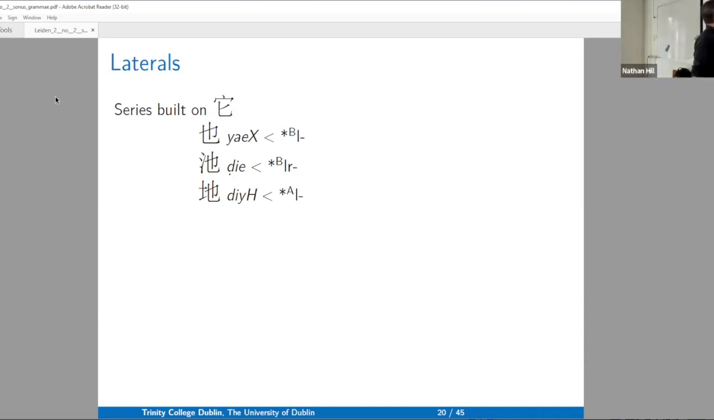Okay, so this D comes from an L in type A syllables, and this duh comes from R in type B syllables. And so on, right? And I'm not reconstructing the rhymes because we can't do everything at once, right?